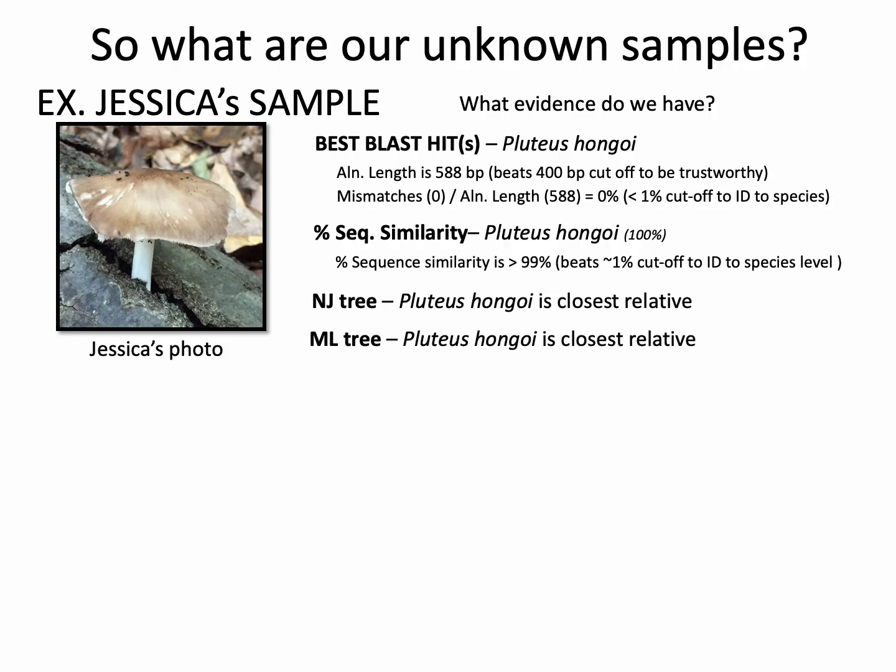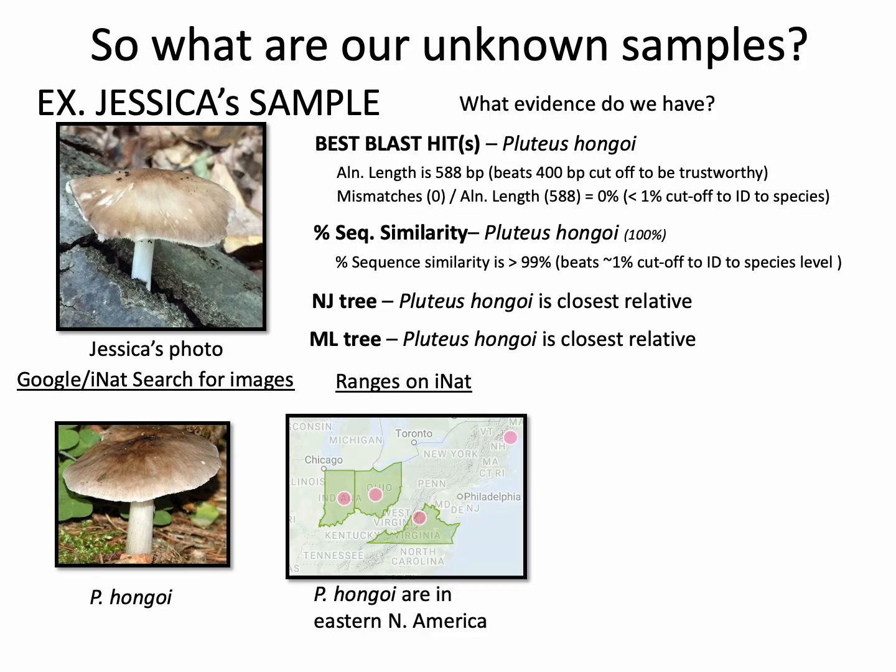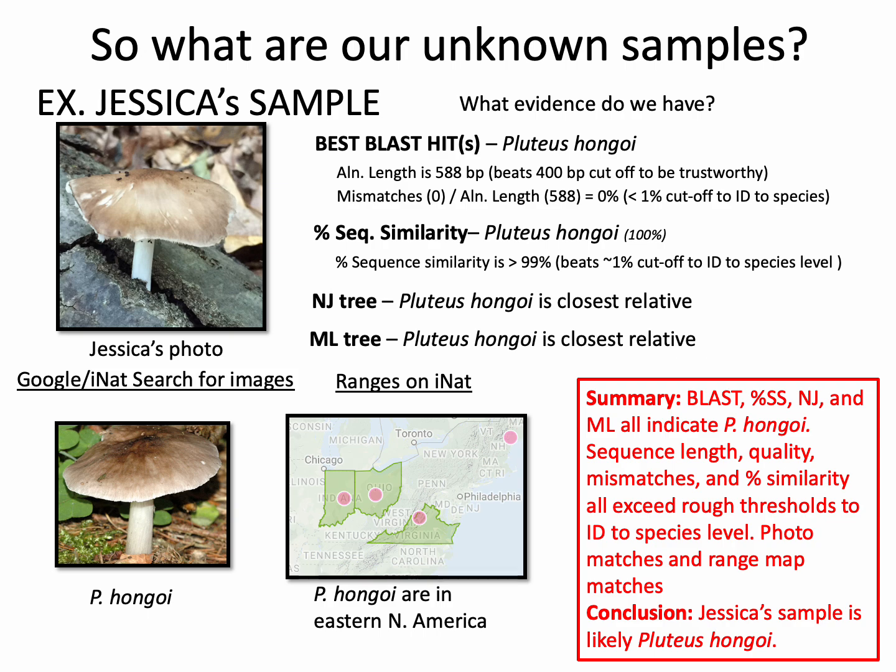Our NJ tree and ML tree both support Pluteus ongoi as the closest relative, IDing it to the species level. When you do a Google or iNaturalist search for images of that species, you can see that, morphologically speaking, it's very similar to the photo that Jessica took, so that also supports it being this species. And if you look at the range map of Pluteus ongoi, they're found all over eastern North America, even here in the Harrisonburg area. So all of these pieces of information, using the totality of information together, support her sample being Pluteus ongoi.